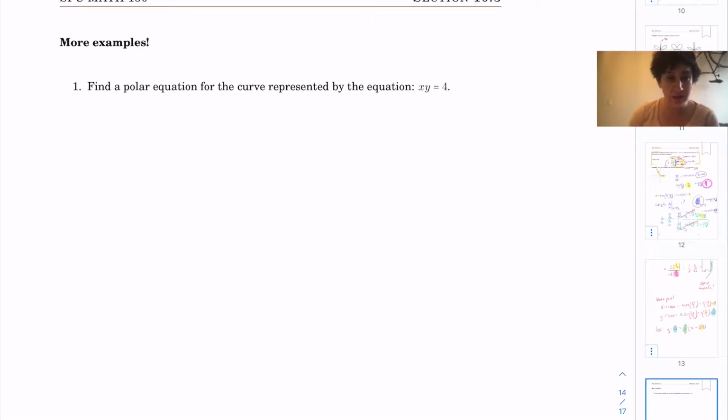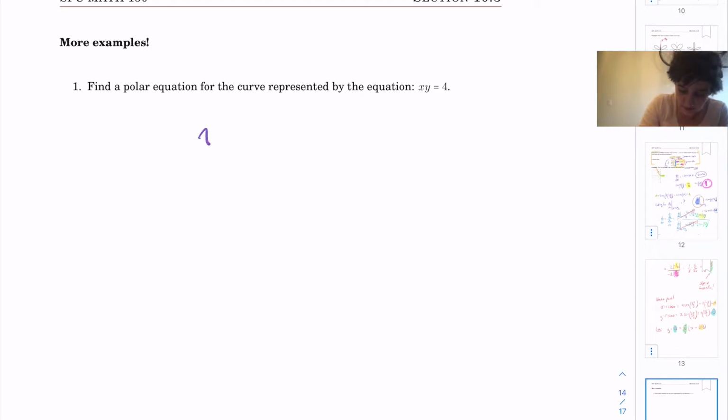So we're going to do 4 more examples, just to show you a little more of how this works. We're asked to find a polar equation for the curve represented by the equation x times y equals 4. So we are looking for r and theta and no x and no y. Okay, what do we know?